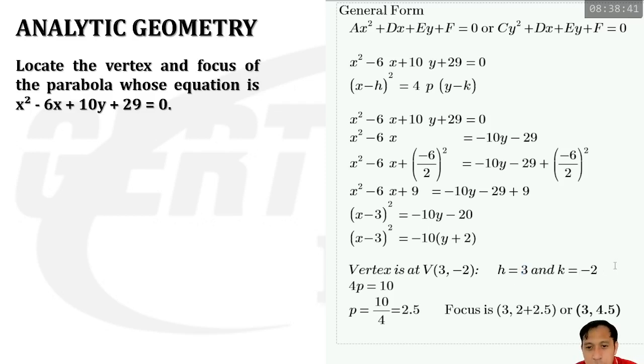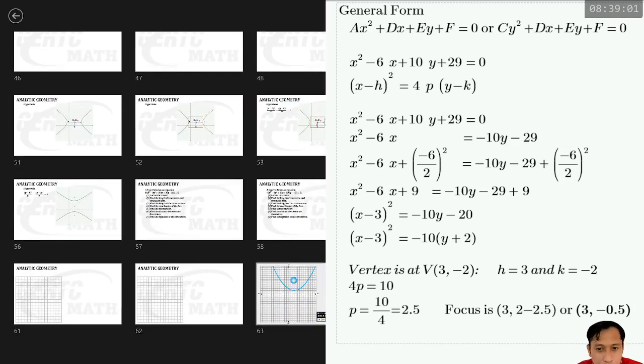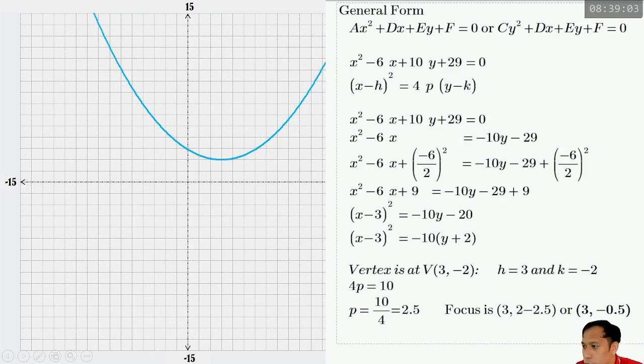And also, since it's negative, we should subtract. The focus must now be located at negative 0.5. It should be at negative 0.5. So, if we are to graph it again, okay, graph. So, that is wrong. That is a wrong figure. Okay, let's change that.